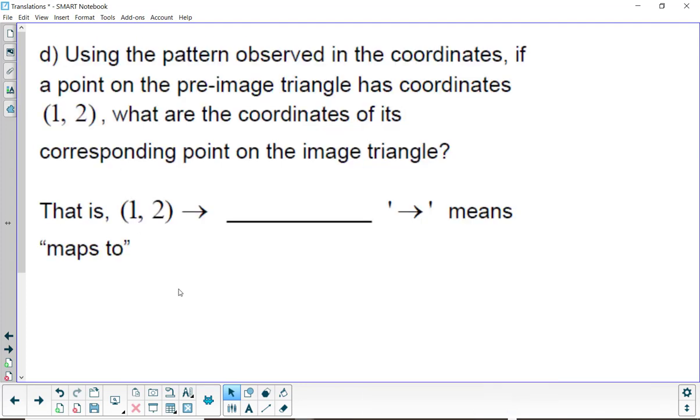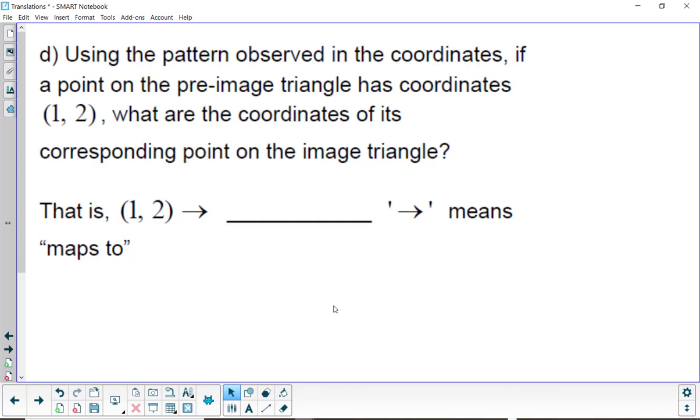So now we're getting down to crunch time here. We want to take your observation and try to apply it here, what pattern you saw. So we want to know what would the point 1, 2 on the pre-image map to, that is, what will be the coordinates of its corresponding point on the image triangle? That is, what would 1, 2 map to? This is a symbol that means maps to, corresponds to. So please press pause and press play when you're ready to continue. But give this a shot.